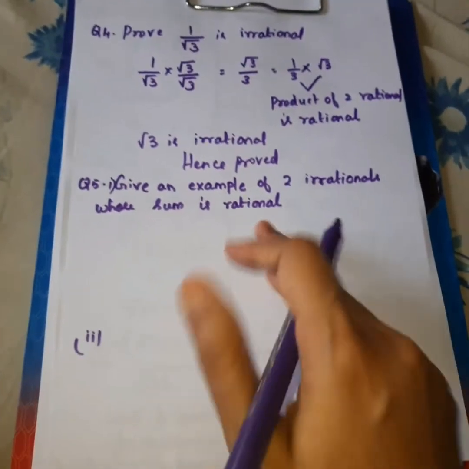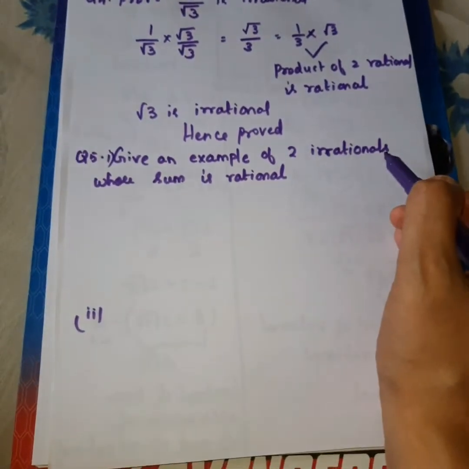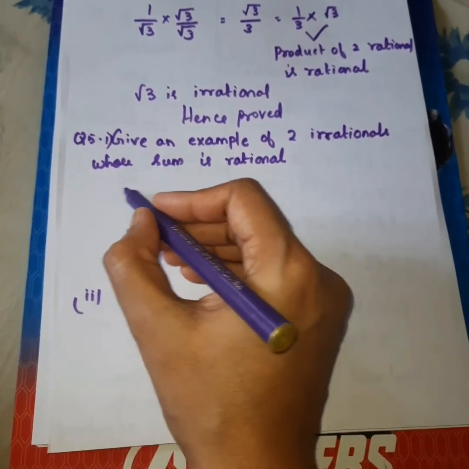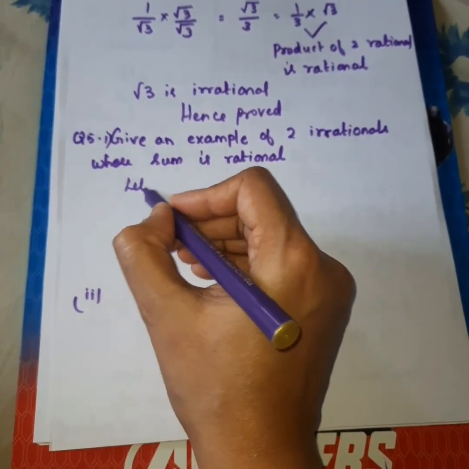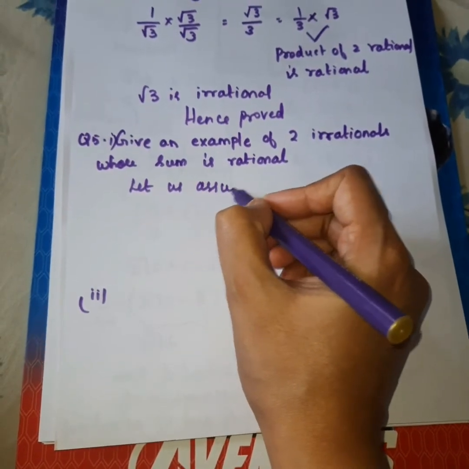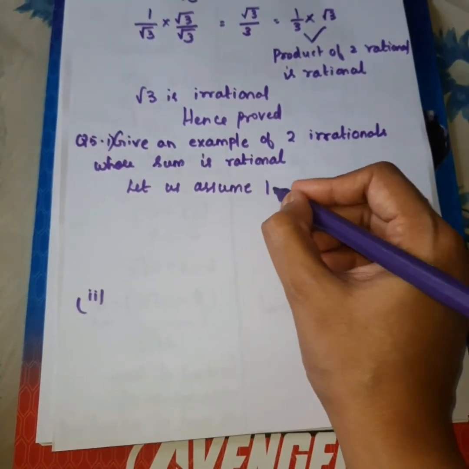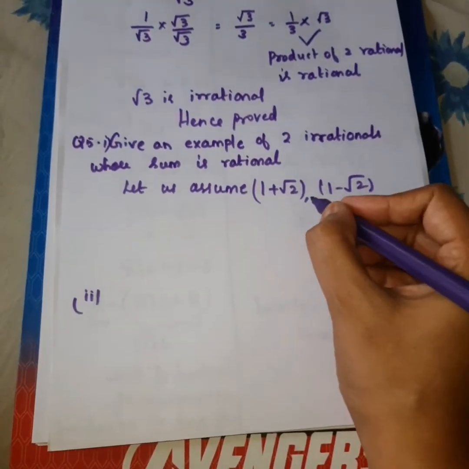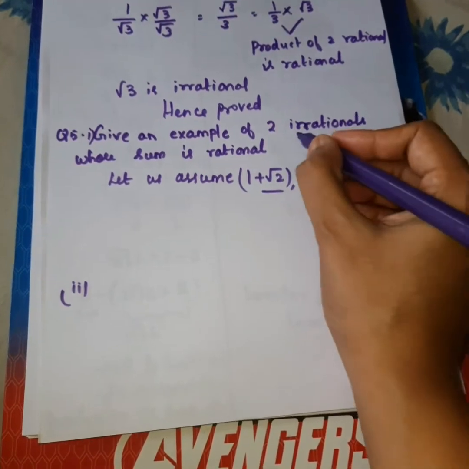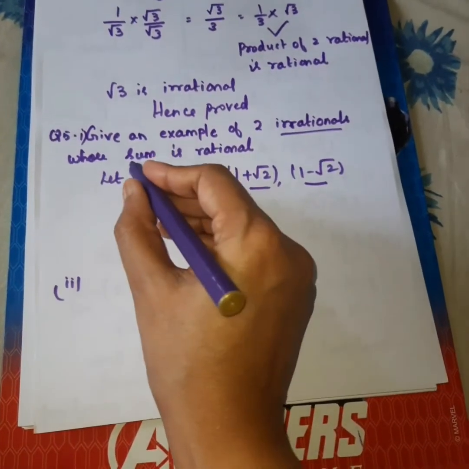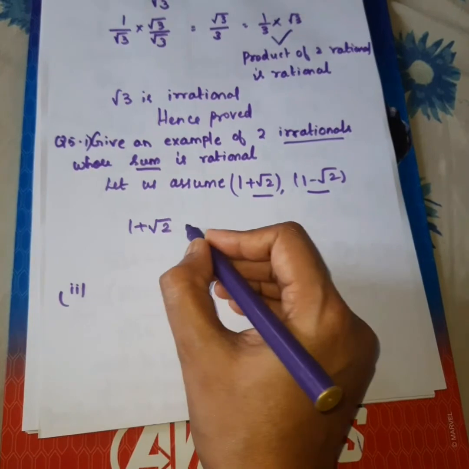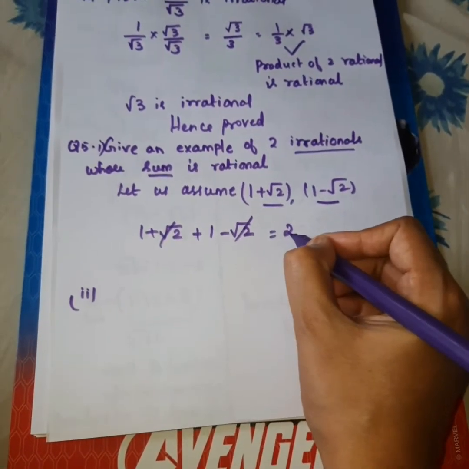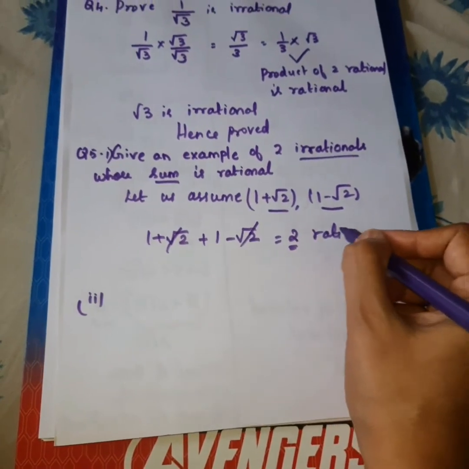Next, question 5, first part is give an example of two irrational numbers whose sum is rational. So we can assume two numbers. Let us assume 1 plus square root of 2 and 1 minus square root of 2. When we sum this up, because we are saying sum, so addition, these two are irrational numbers. Minus 2 square root and plus 2 square root goes off, and the answer is 2, which is a rational number.